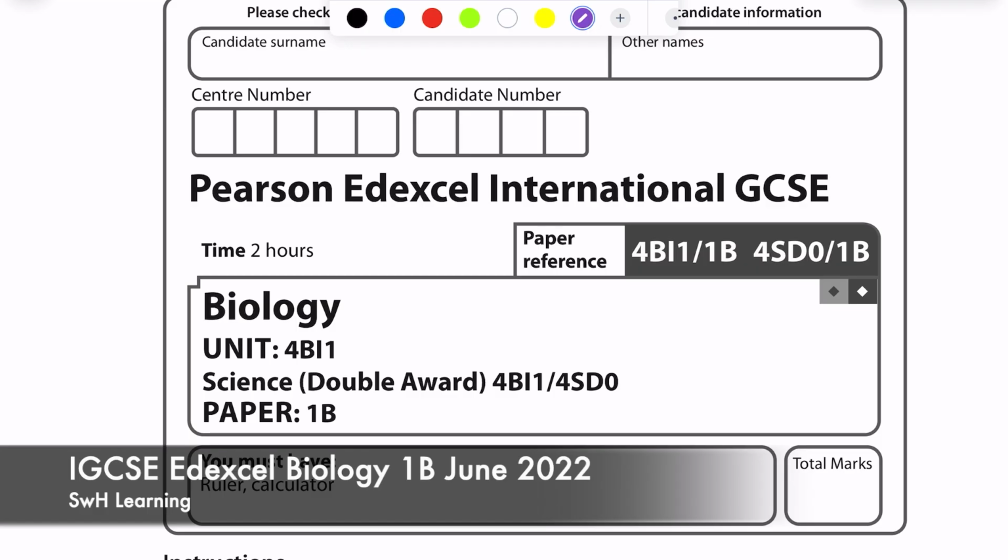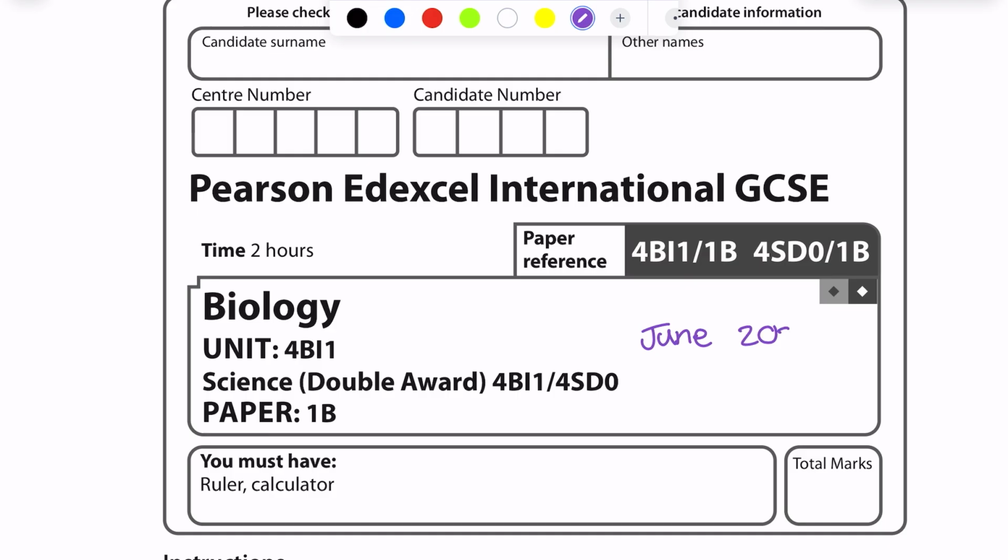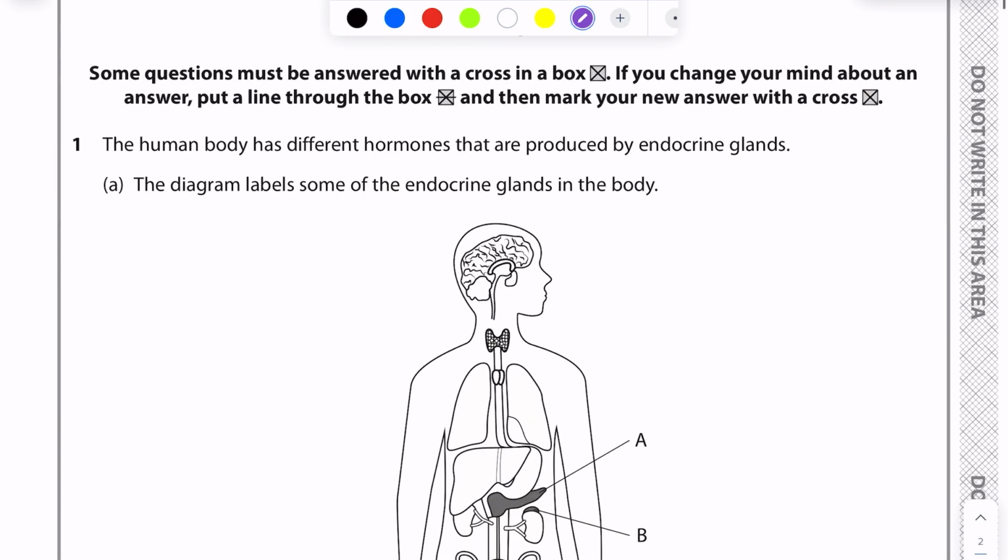Today I'm answering an IGCSE Edexcel biology paper, and it's the June 22 paper, 1B. Diving straight in at question 1.